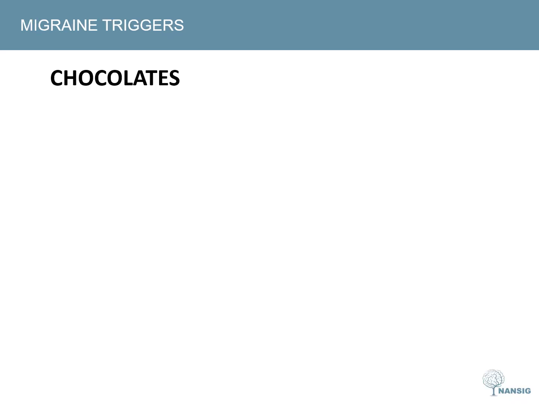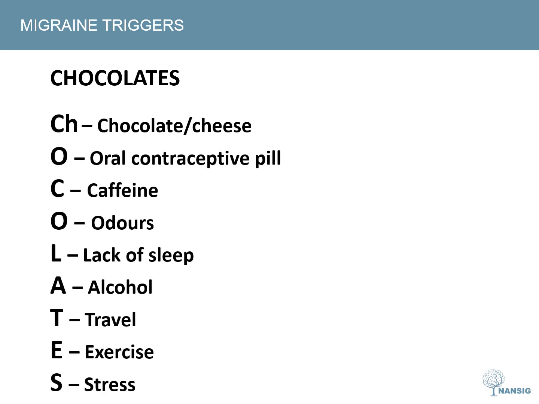As well as those features, a really good acronym to use to remember migraine triggers is the word CHOCOLATES. That stands for chocolate or cheese, the oral contraceptive pill, which is a big contraindication if someone suffers with migraine with aura, for not having the contraceptive pill. It also includes caffeine, certain odors and smells, lack of sleep and extreme tiredness, alcohol, travel, specifically loads of air travel, changing time zones a lot, exercise, and for some stress as well.